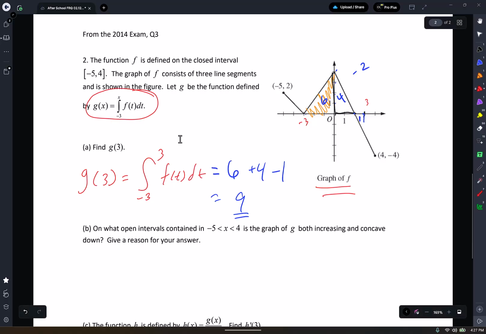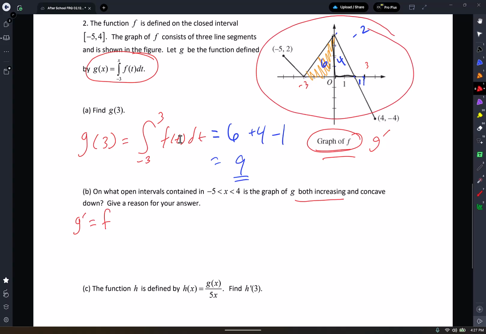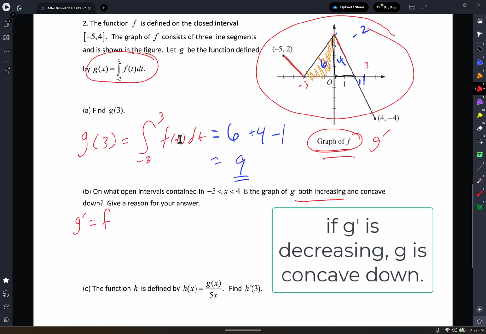Are we still okay? On what open intervals between -5 and 4 is the graph of g both increasing and concave down? So this one, g is increasing whenever g prime is positive. G prime is equal to f. Do you see that? And concave down. Well, that means this graph that I'm looking at is g prime. I am concave down whenever g prime is decreasing. So I'm looking for where this graph, the g prime equals f, is above the x-axis and decreasing. So it's this one right here and this one right here.